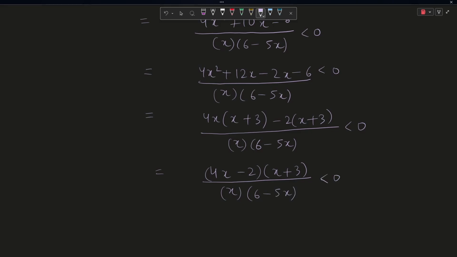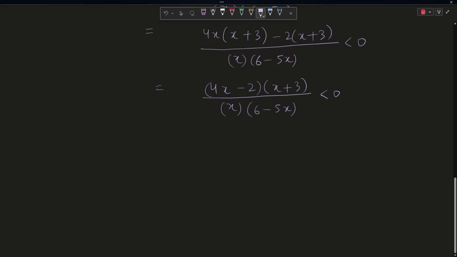Now the inequality is simplified, but we have to solve it by finding the intervals. The first step to consider here is the 6 minus 5x. As the negative sign is with the variable part, and I want to put the negative sign with the constant part, what I can do is multiply both sides of the inequality by the negative sign.